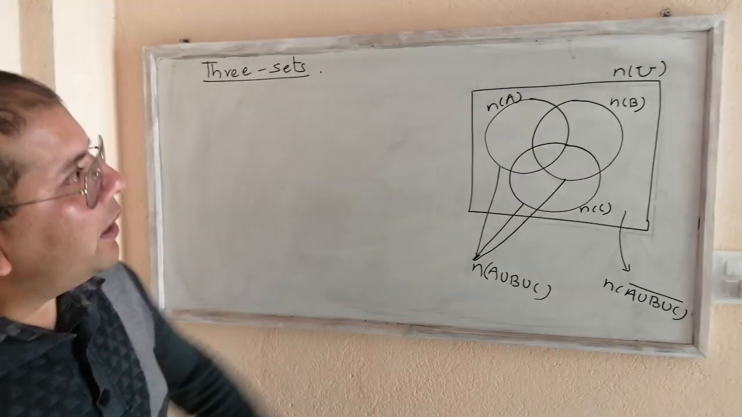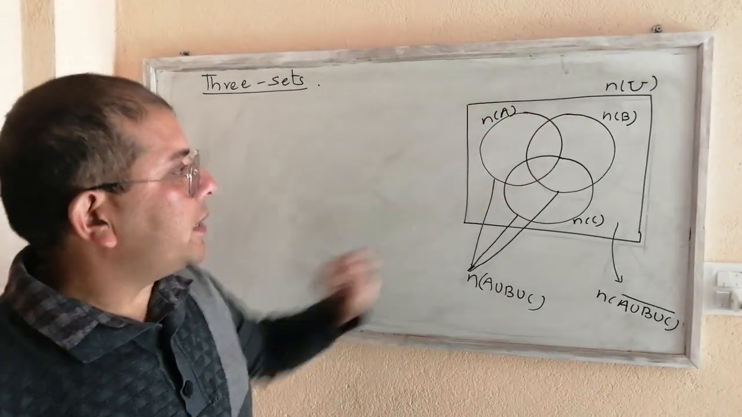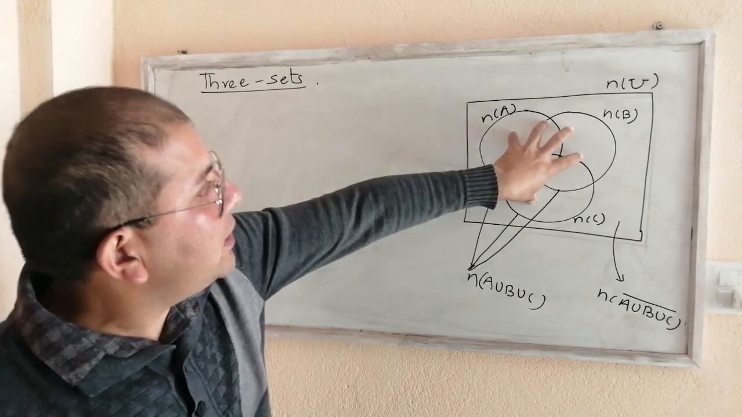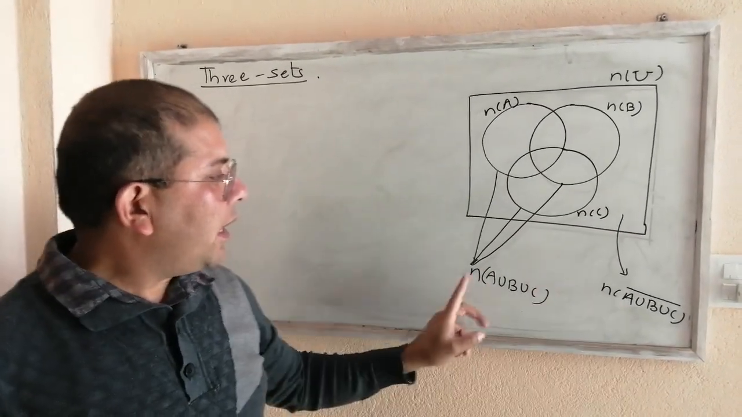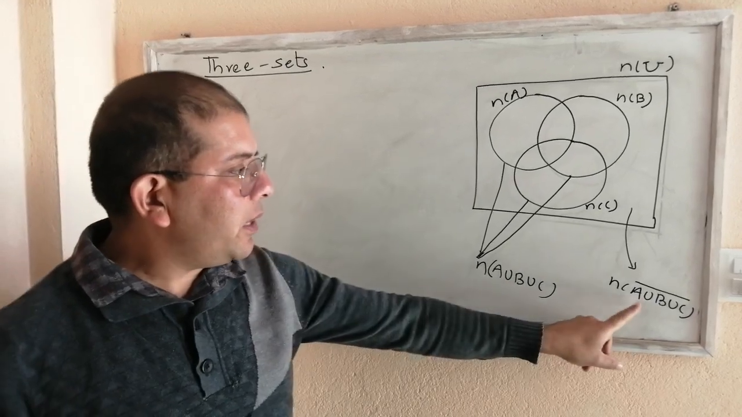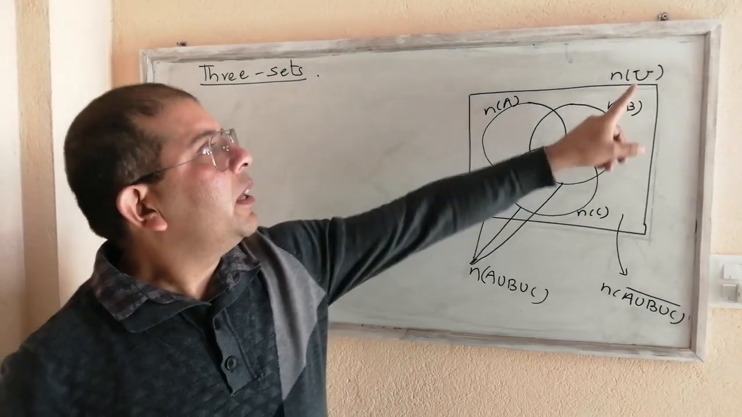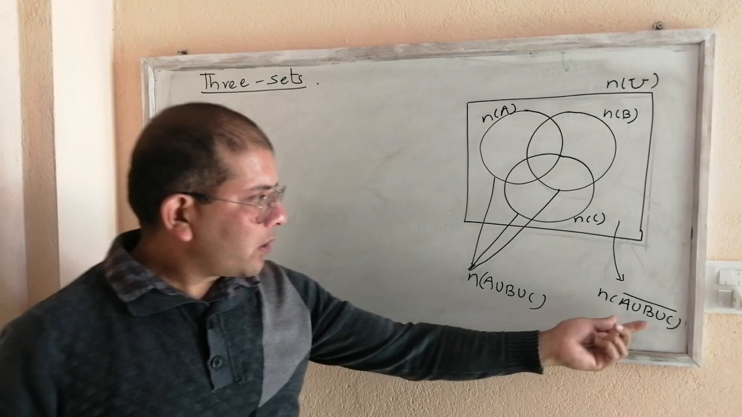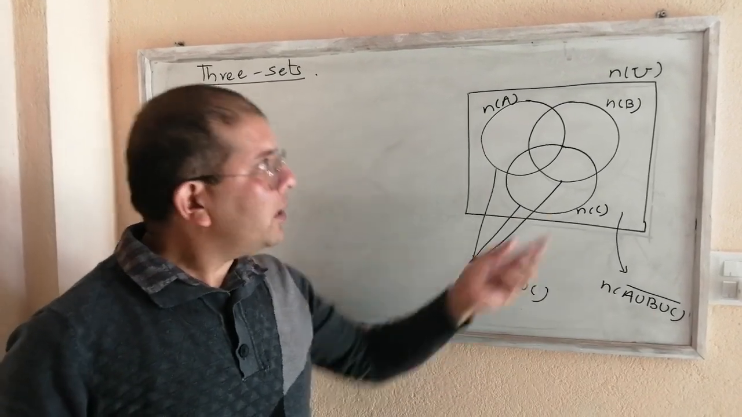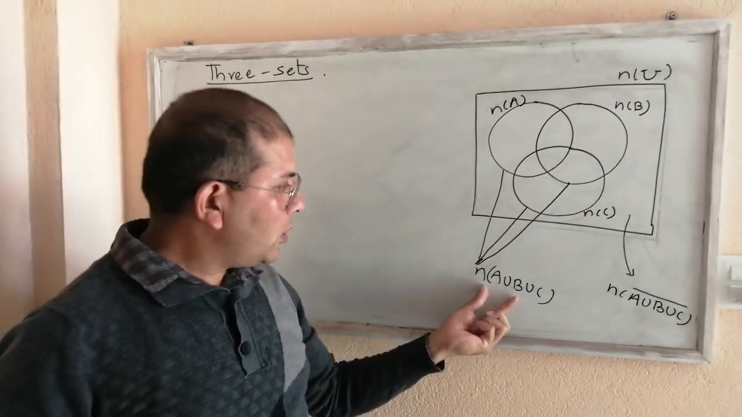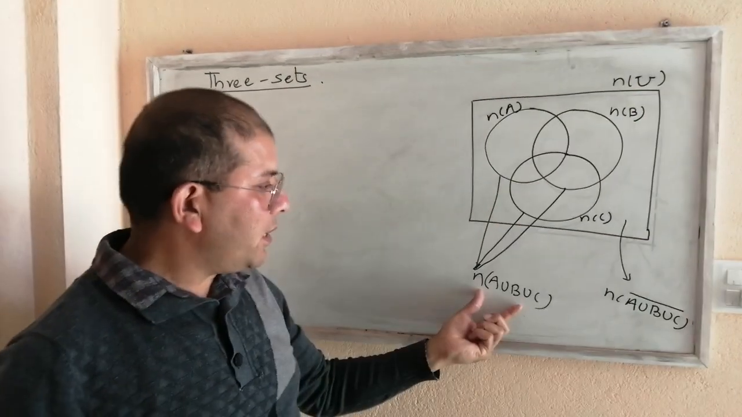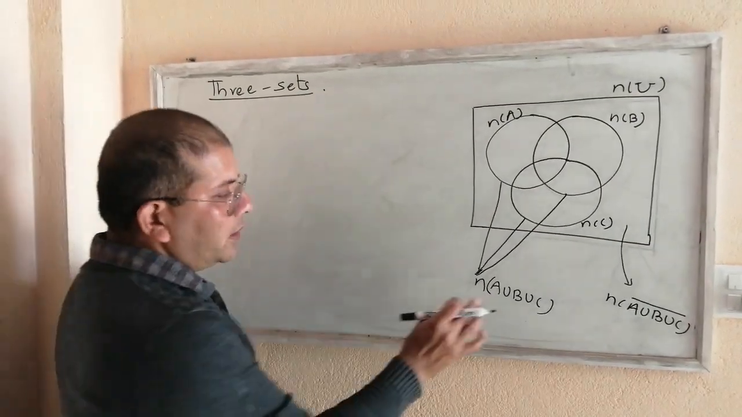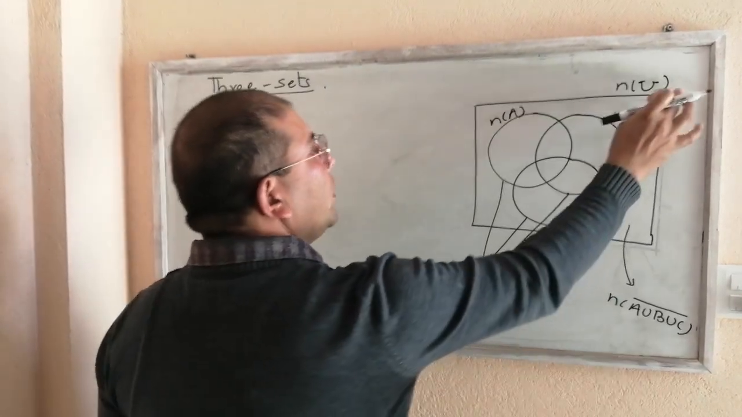And don't forget, N of U, the total rectangle, is equal to the combination of these three circles and the outside part. So N of A union B union C plus N of A union B union C complement is equal to N of U. To find the complement, subtract this result from this one, then you will get this region. So the sum of these two is N of U.